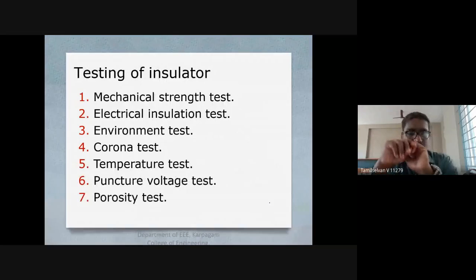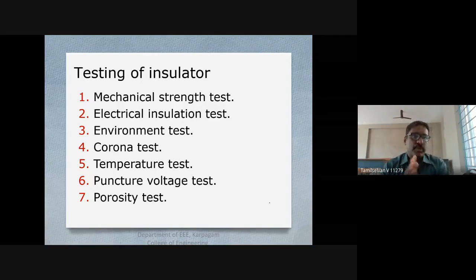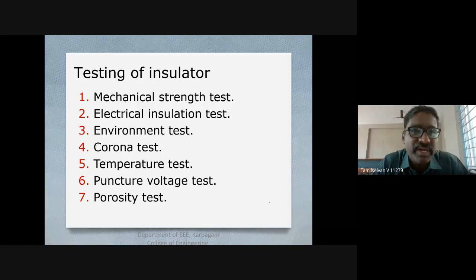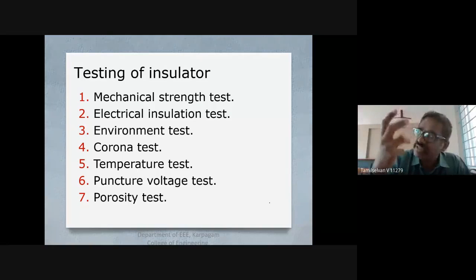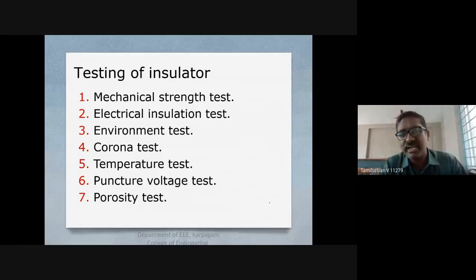Okay. So we'll do the mathematical expression for the suspension type of insulators after the completion of the types. So what are the various tests we used to perform on our insulators? First is the mechanical strength test, which checks whether the insulator has high mechanical strength, so that it can carry the conductor and stay on the tower.